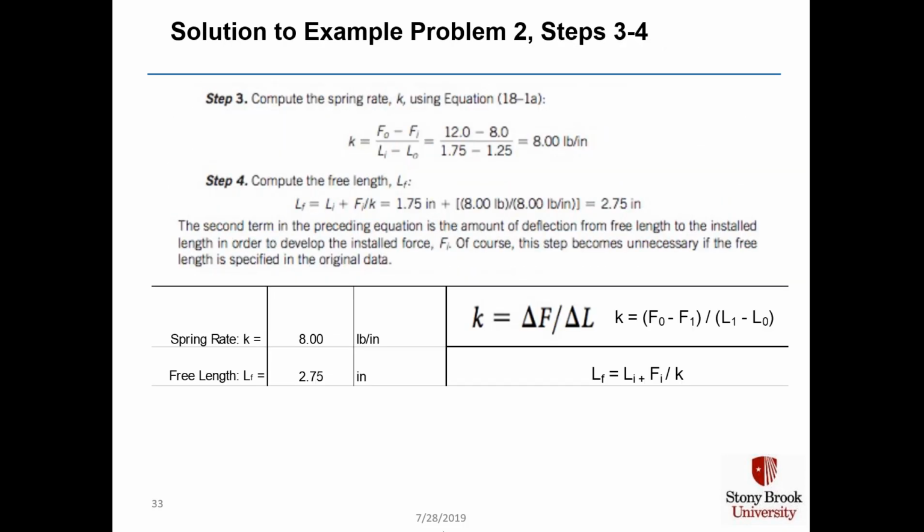In step 3, we compute the spring rate K equal to F sub 0 minus F sub I divided by L sub I minus L sub 0, which equals 8 pounds per inch. And we calculate the free length L sub F equal to L sub I, 1.75 inches, plus F sub I divided by K, which is 8. The free length L sub F equals 2.75 inches.